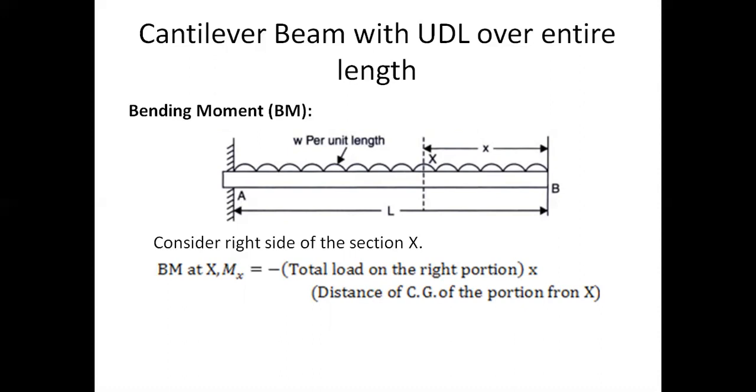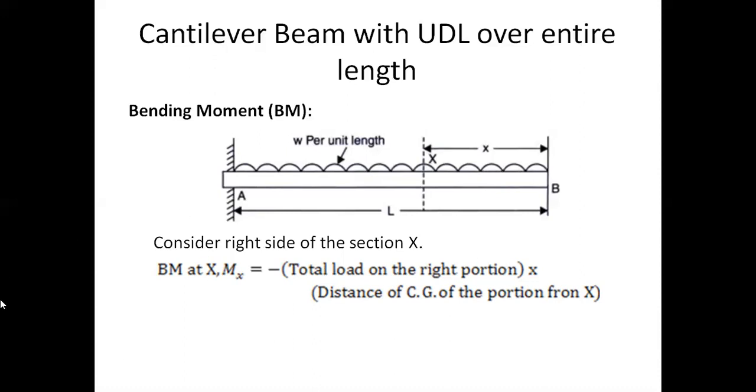Moreover, if you observe, this load is making a movement in the clockwise direction. For the right side section, a clockwise movement we have to take as negative, and an anti-clockwise movement we have to take as positive. So here this load is making a clockwise movement about this section, therefore we have to take it as a minus sign. Therefore the bending moment at x is nothing but the total load on the right portion into the distance of the CG of the portion from x.